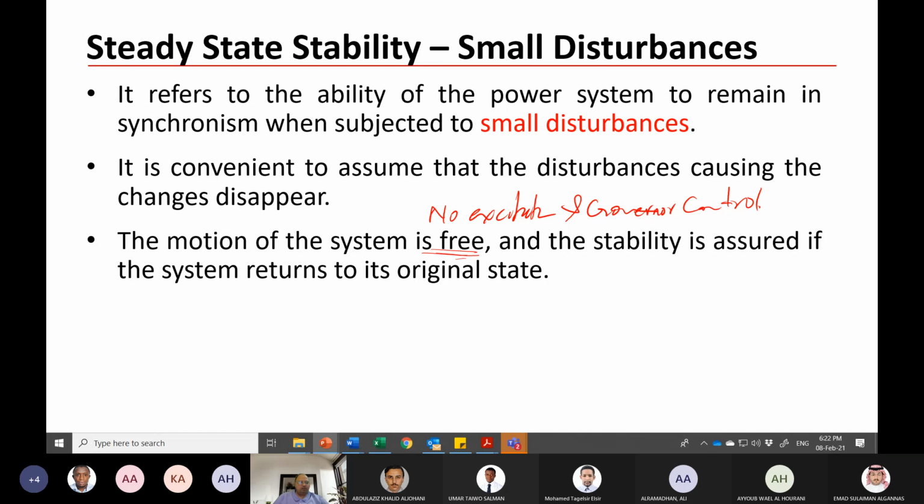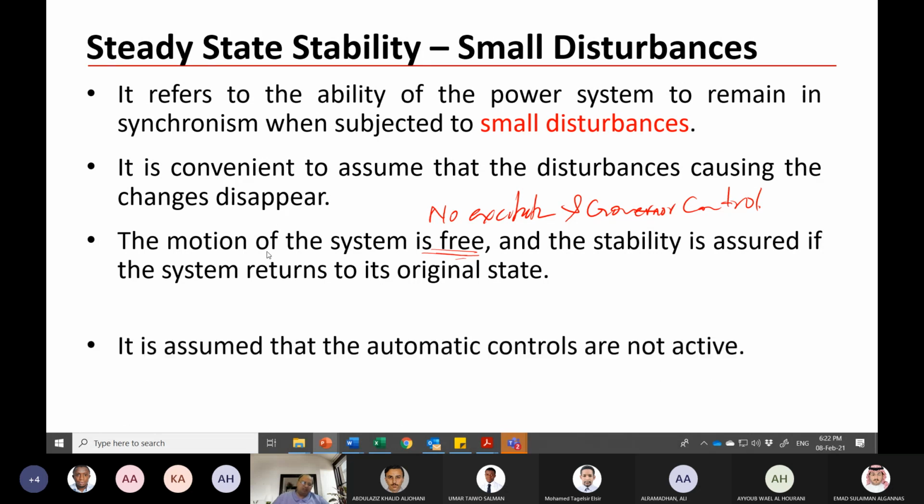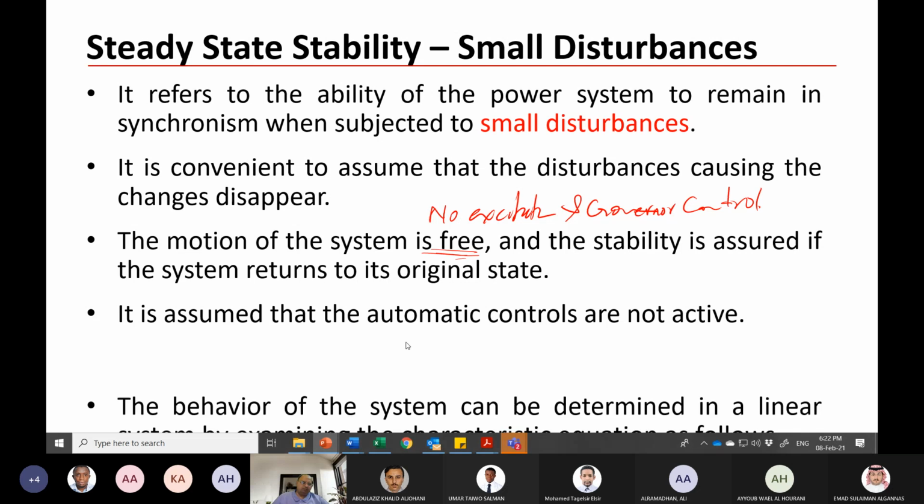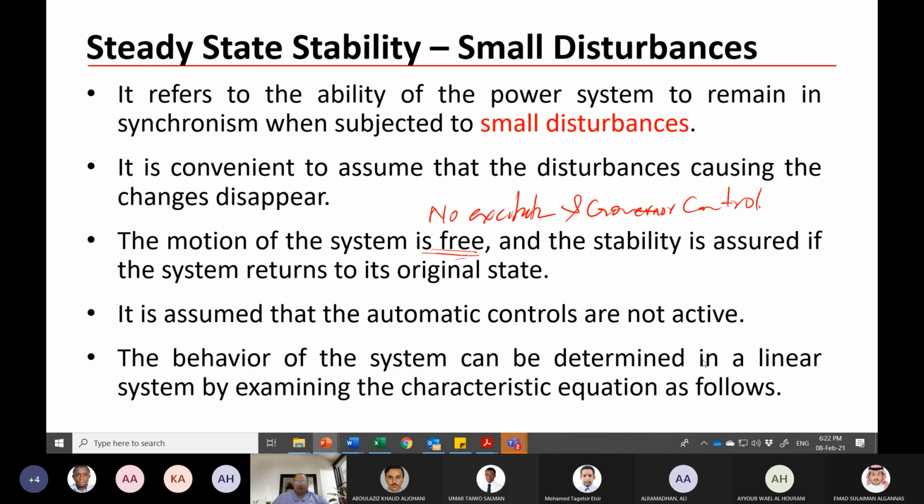And the stability is assured if the system returns to its original state. And it's assumed that the automatic controls are not active: automatic voltage regulator and governor. The behavior of the system can be determined in a linear way. Since we have a small gradual disturbance, we can linearize the system, or specifically linearize the swing equation, and we can get the characteristic equation.